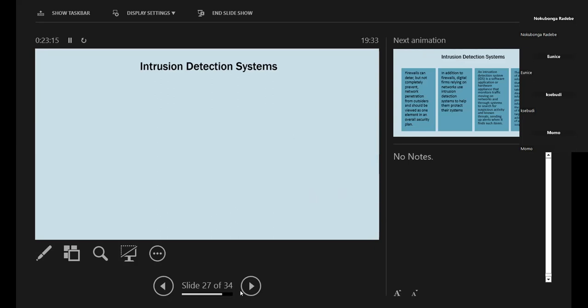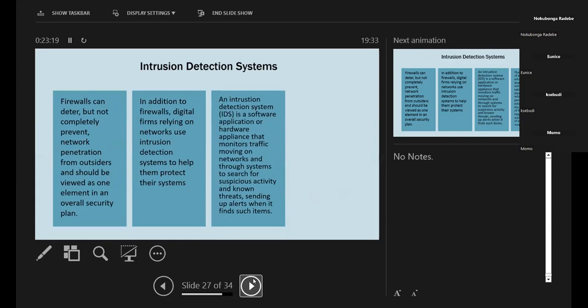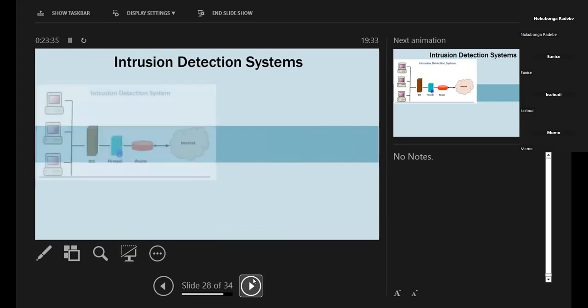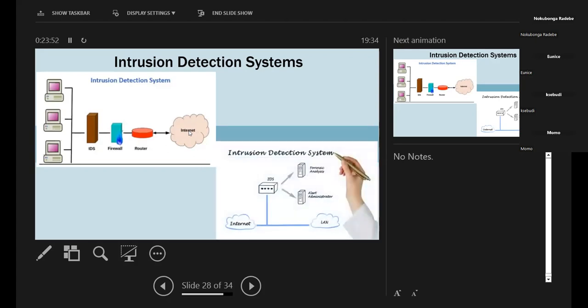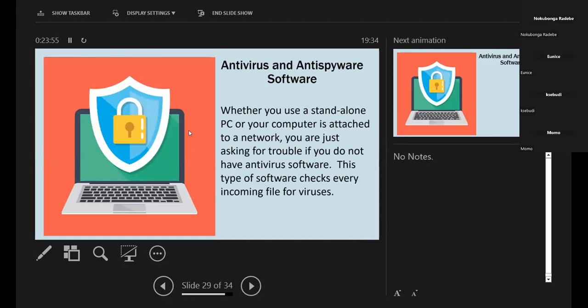Okay. So there are now intrusion detection systems, right? Intrusion detection systems are similar to firewalls. They are used to monitor traffic that moves through the network. It's trying to search for suspicious activity, maybe a hacker trying to access the network of the company. So normally, this is the network of the company. They've got an intrusion detection system. Then there's a firewall, there's a router, and then there's the internet. That is basically how they set up the protection of the network.